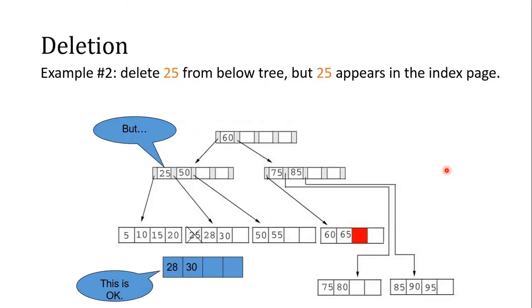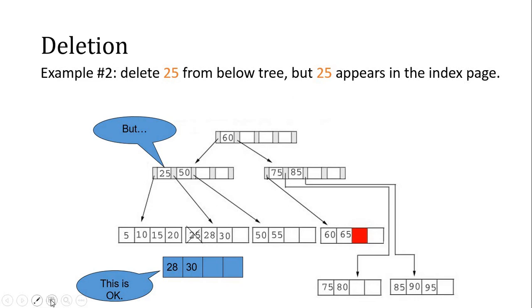If we want to delete 25, 25 is also in the indexing or in the markup. As 25 is already in the markup, what will happen here? 25 is deleted from here, so it will be blank. So you shift 28 to the left and 30 to the left as well. These two values are left shifted, so that is okay.